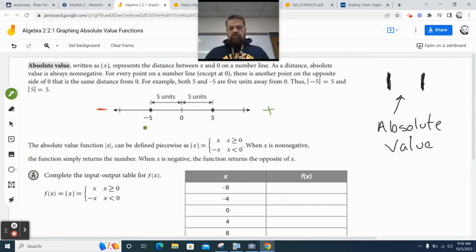So the number has a distance. In other words, to get from 0 to -5, I move 5 units, right? And to get from 0 to +5, I move 5 units. One, I move in the positive direction. The other one, I move in the negative direction. So when we talk about absolute value, we're really talking about the distance between 2 points. Sometimes we move in the negative direction. Sometimes we move in the positive direction. And that's how we get the negative and positive numbers.